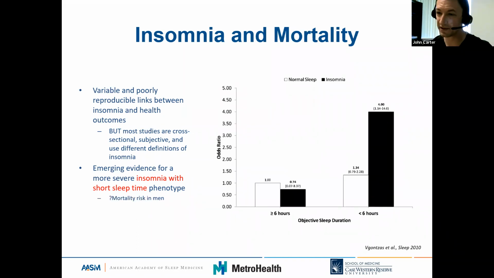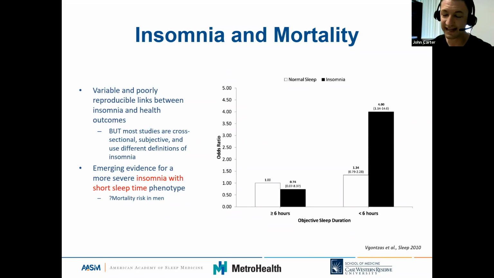And very interestingly, there appears to be, at least for men who have insomnia and are not obtaining adequate sleep, a mortality signal. So this same thing is not true for women. And that finding has been fairly reliably reproduced. But what you can see here is in men who have insomnia and who are routinely obtaining fewer than 6 hours of sleep a night, they have an odds ratio of about 4 for all-cause mortality.